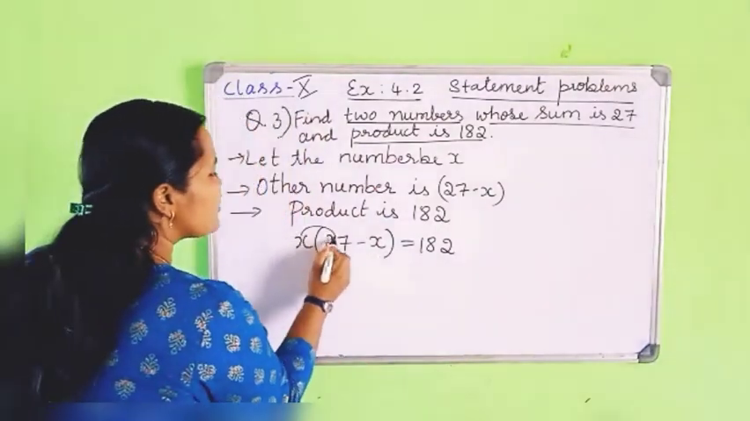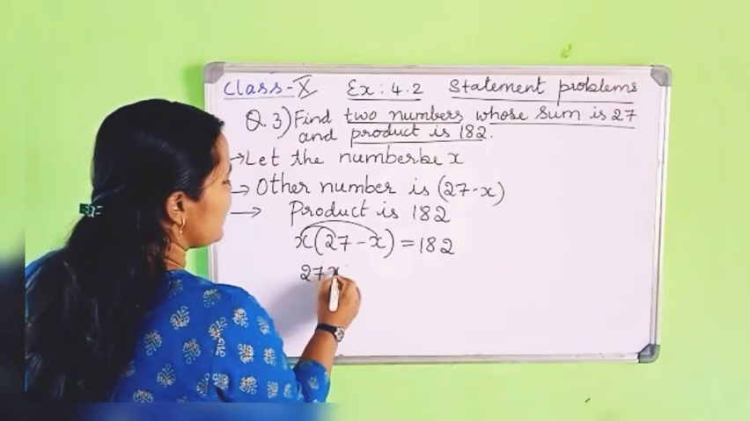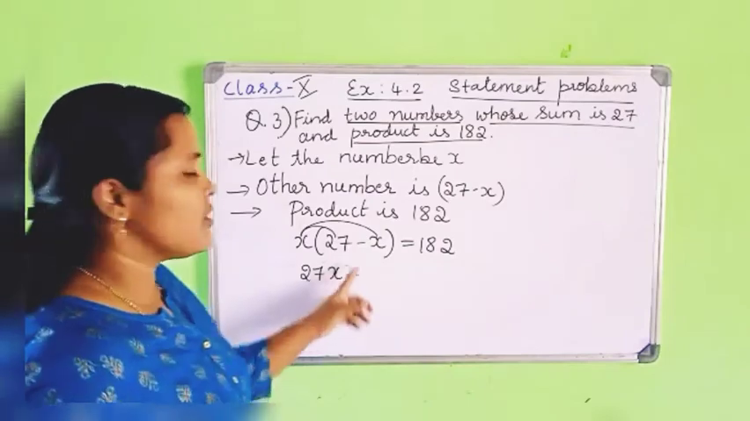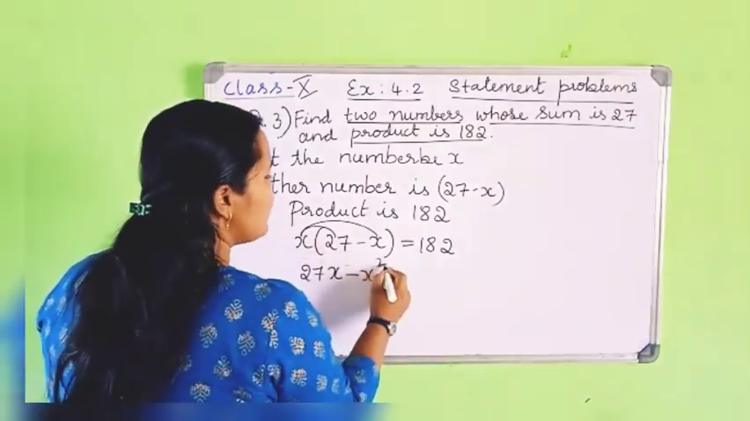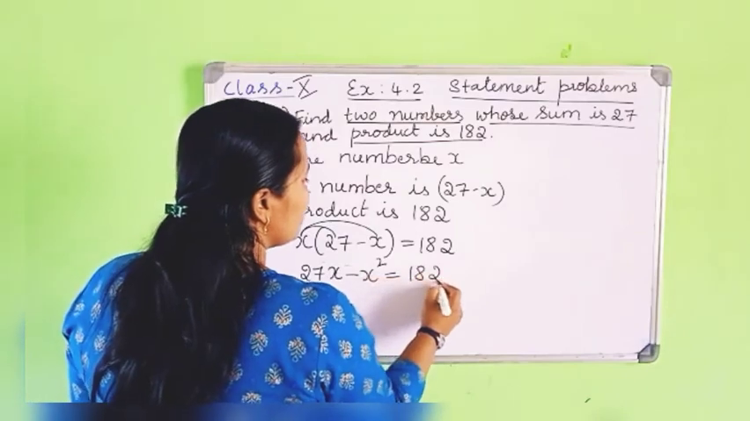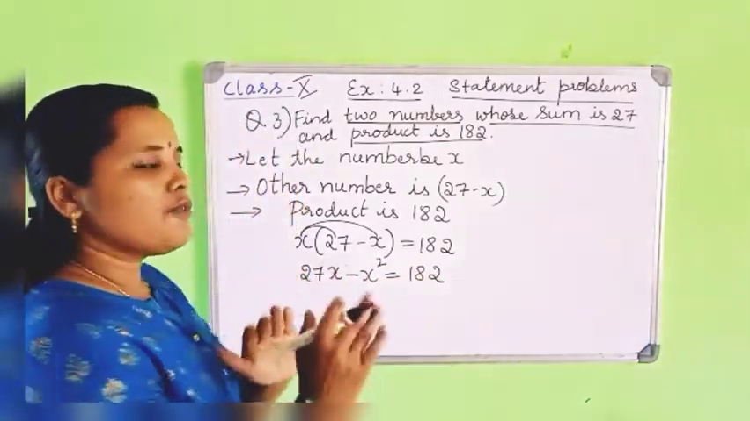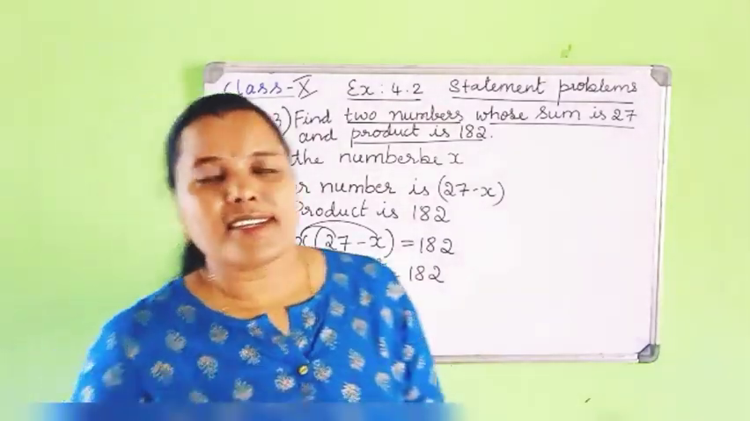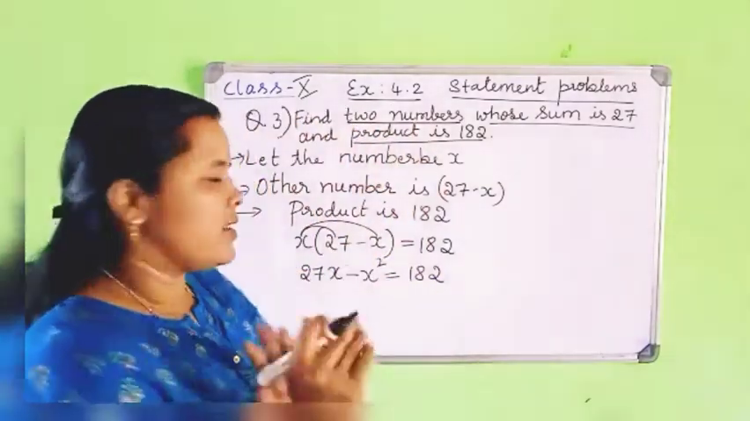You multiply x with 27 as well as with x. 27 into x, 27x, minus x into x, x square, is equal to 182. Along with the sign, you should take this, a very important part. So now you can rearrange these terms in the general form of quadratic equation. What's the general form of quadratic equation? That is ax square plus bx plus c, the degree 2, 1 and constant, like that.